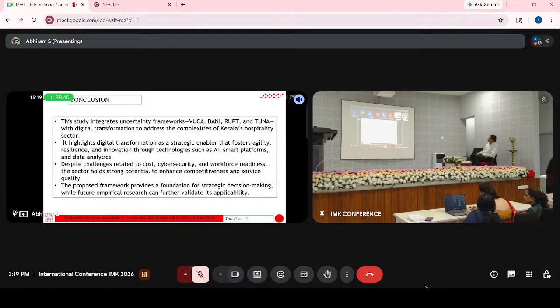So to conclude, the study integrates the uncertainty framework with digital transformation to address the complexities of Kerala's hospitality sector. It positions digital transformation as a strategic enabler that fosters agility, resilience, and innovation through technologies such as AI, smart platforms, and data analytics. Despite risks related to cyber security and workforce readiness, this sector holds potential to enhance competitiveness and service quality. The proposed framework provides a foundation for strategic decision making, while future empirical research is advised.